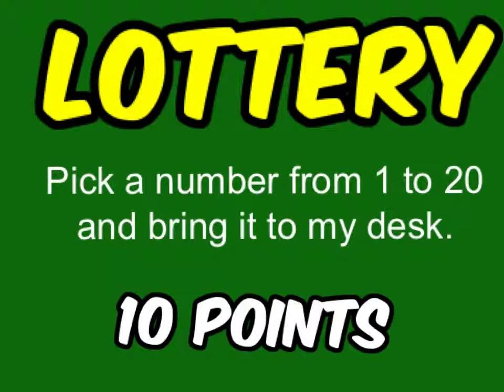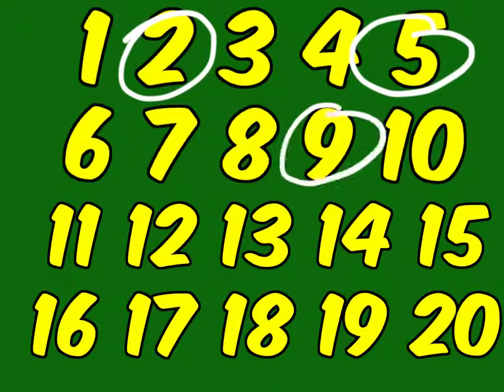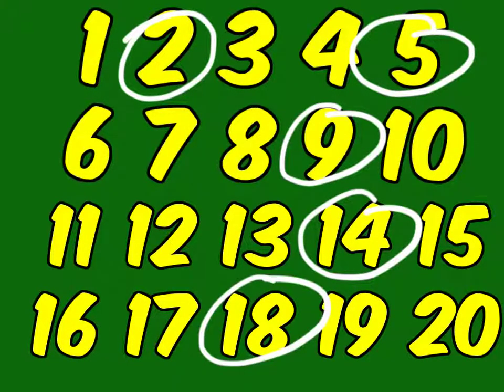Pick a number from 1 to 20. Winning numbers are 3, 5, 9, 14, and 18. You said 3. You said 3 and Mark 2. Okay, it should be 2, 5, 9, 14, 18.